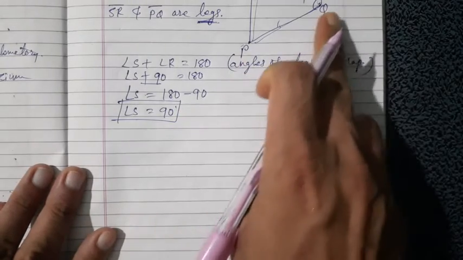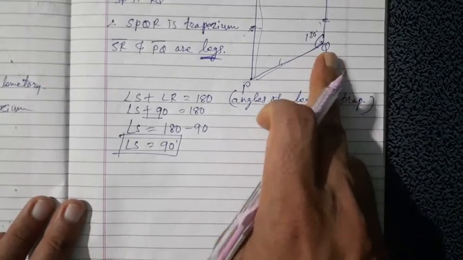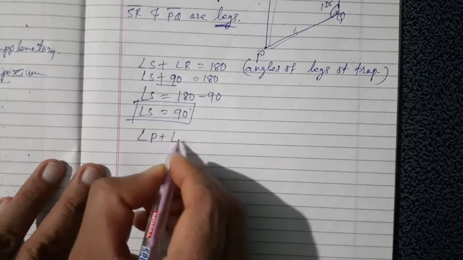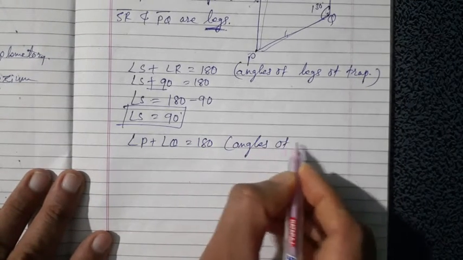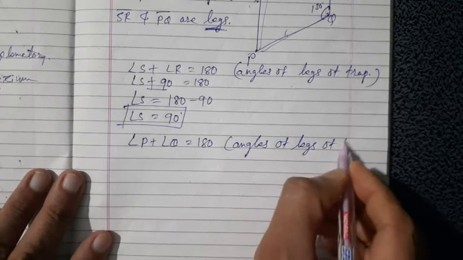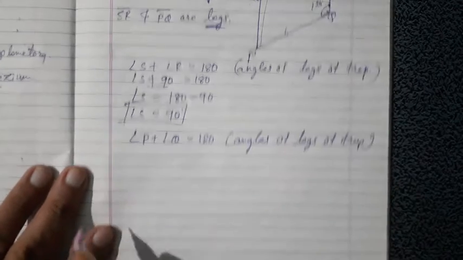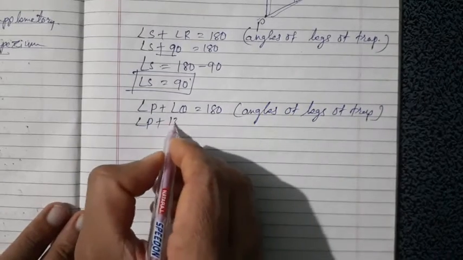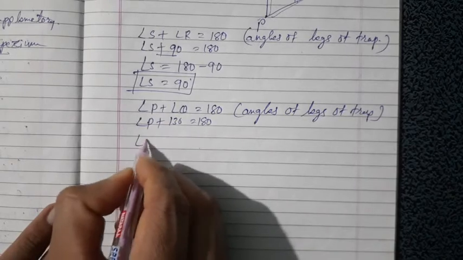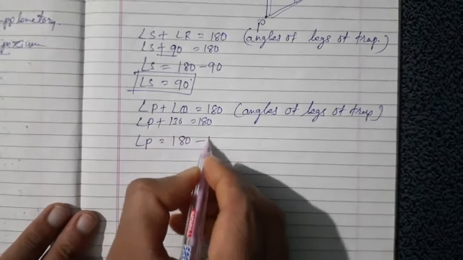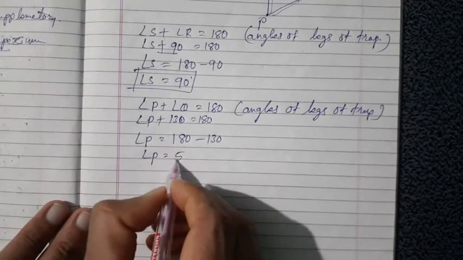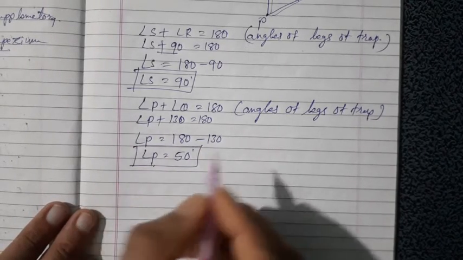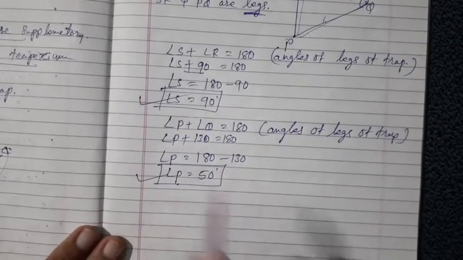Same for P and Q, these two angles. Angle P plus angle Q is also 180 because they are also angles of the legs of the trapezium. So angle P plus angle Q, which is given as 130, equals 180. So angle P equals 180 minus 130, which is 50 degrees. So S equals 90 and P equals 50.